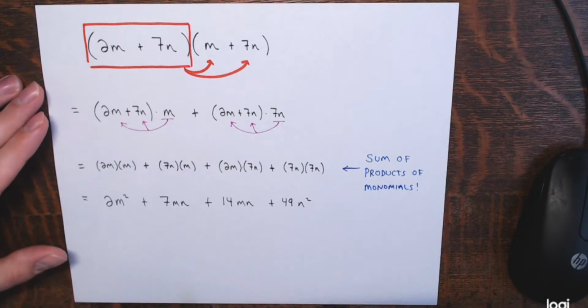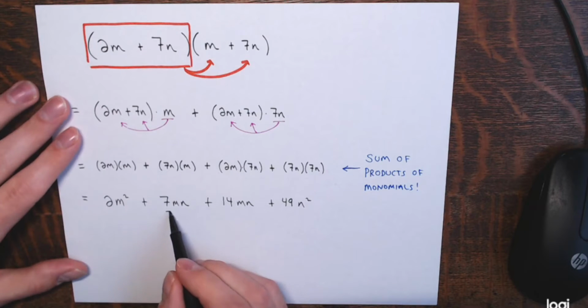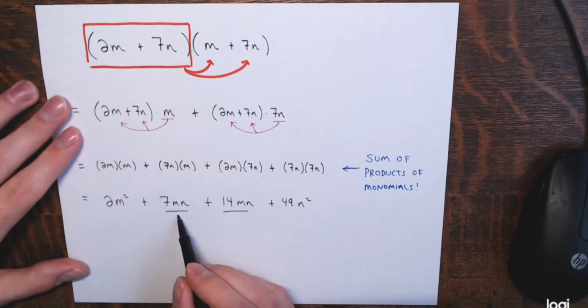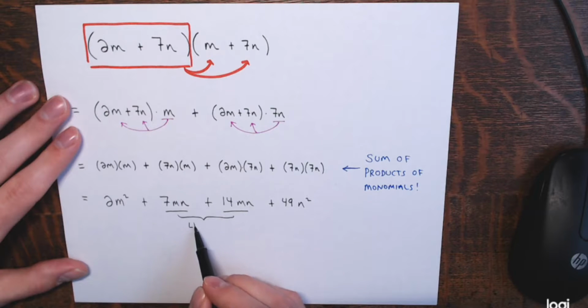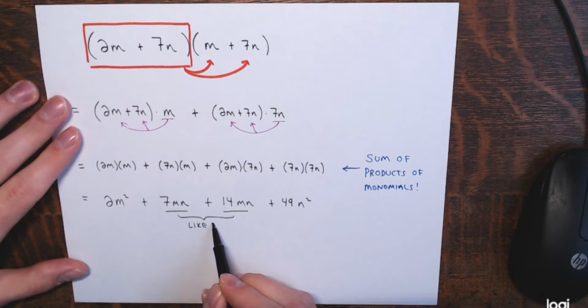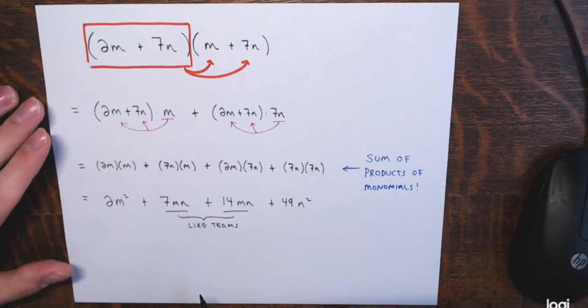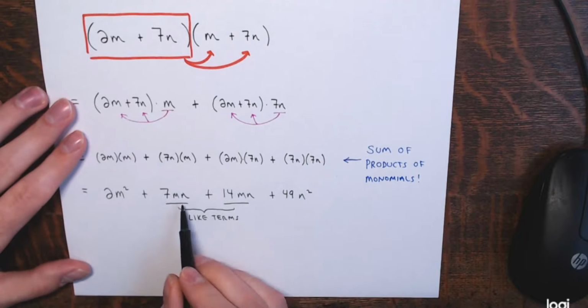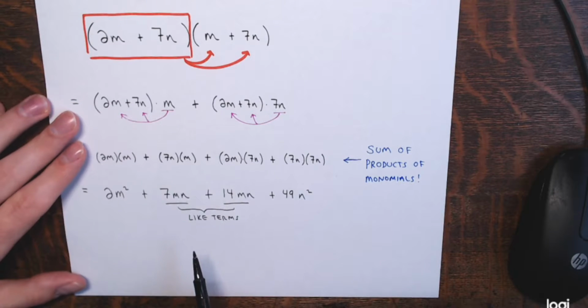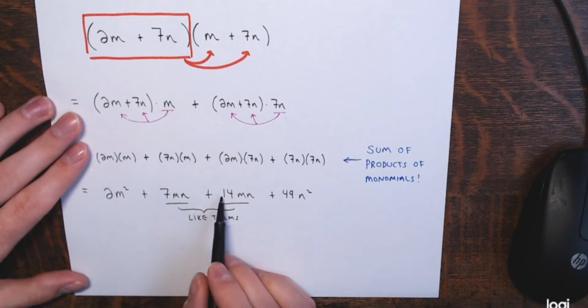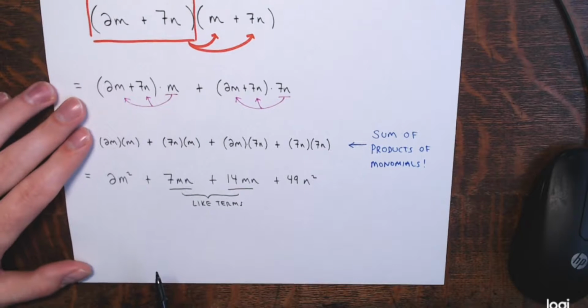And of course, combine like terms, right? These two terms are like terms here. They both have m to the first and n to the first in their product. So I can combine these. And remember, when you combine like terms, you just add the coefficients, just add the numbers, and you keep the variables and powers the same way they were.